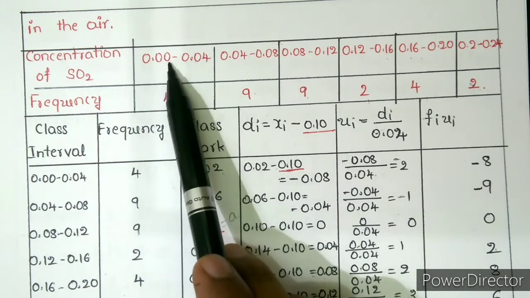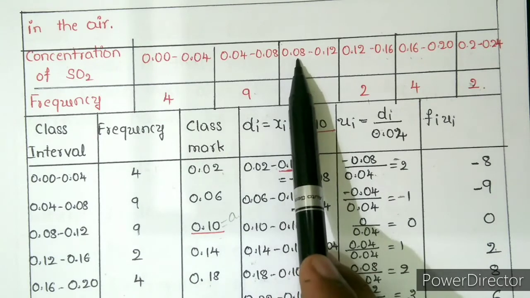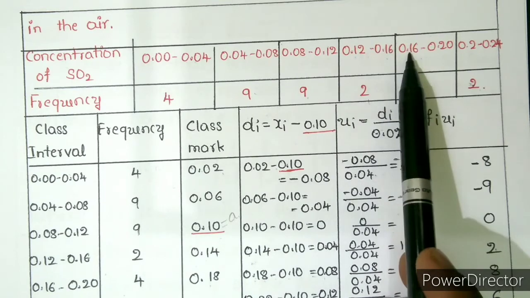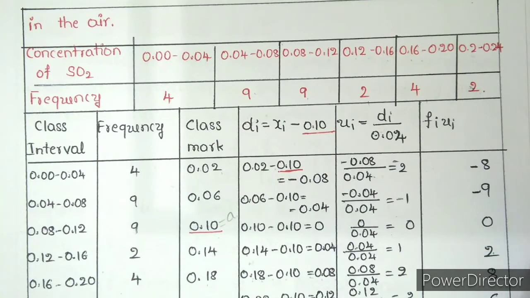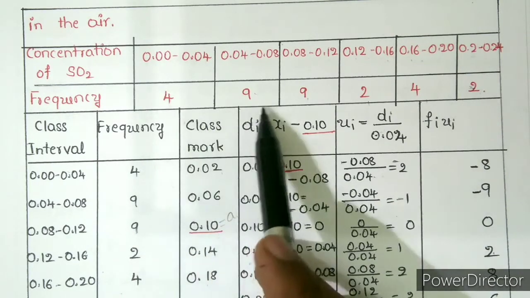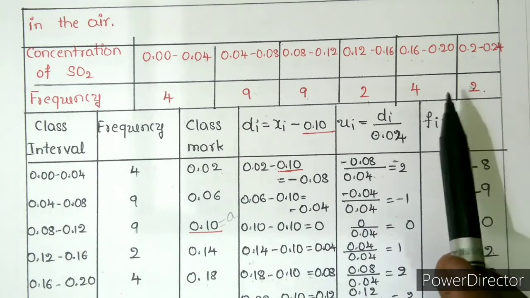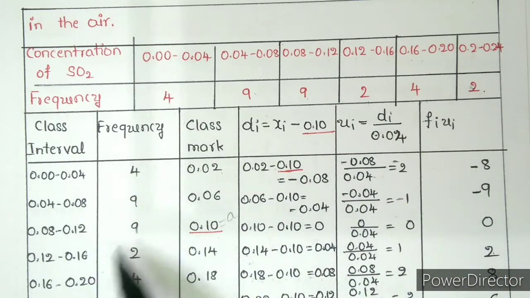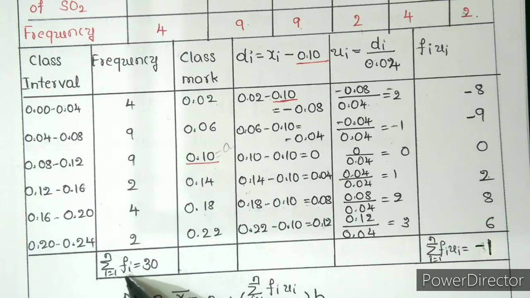The class intervals are 0.00 to 0.04, 0.04 to 0.08, 0.08 to 0.12, 0.12 to 0.16, 0.16 to 0.20, 0.20 to 0.24. The frequencies are 4, 9, 9, 2, 4, 2. So the class intervals are like that, frequencies are like that. The sum of frequencies, summation i equal to 1 to n of fi, equal to 30. When you add these, you get 30.